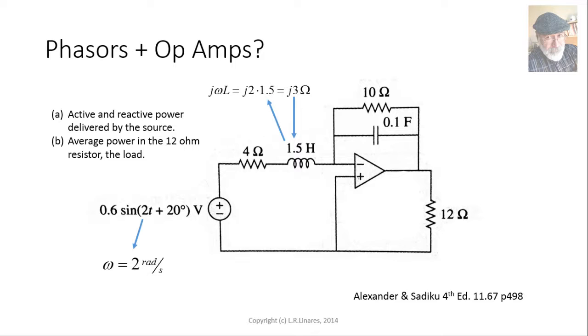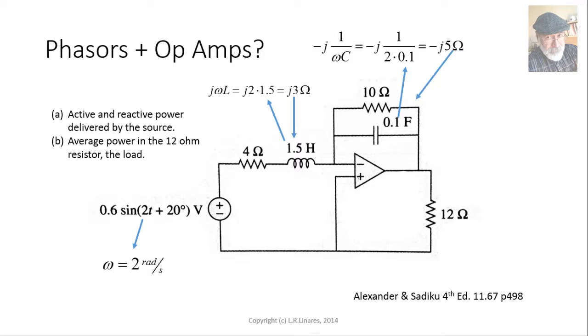We do something similar with the capacitor. Instead of 0.1 farads, we're going to write negative j times 1 over omega C. Omega again is 2 radians per second, and C is 0.1 farads. Negative j5 ohms will replace the value of that capacitance.